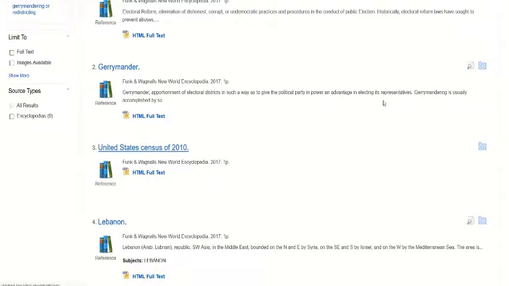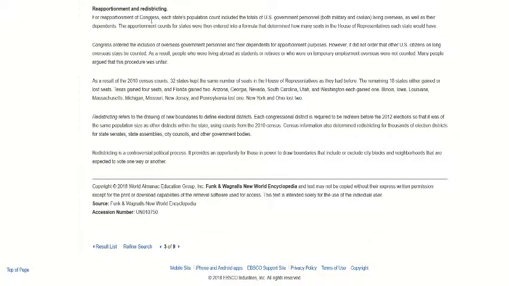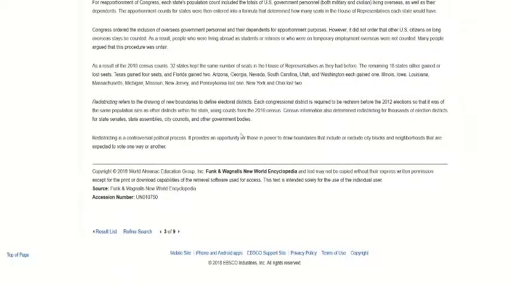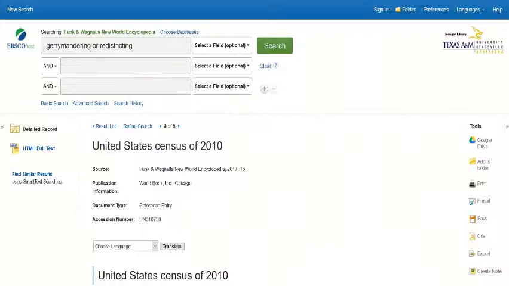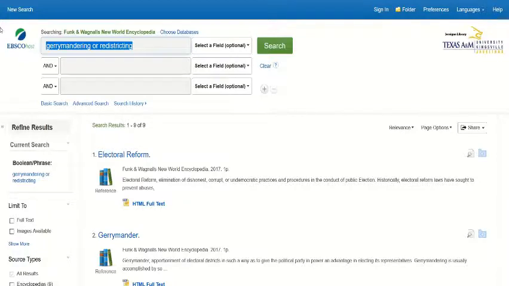United States Census of 2010. What does that give us? So some issues here. Reapportionment and redistricting is where it seems to come up. So that tells us a little bit about how redistricting was a controversial process, and specifically how it was practiced after the 2010 census. So the information here is similar to the Encyclopedia Britannica. Again, it's bare bones, doesn't give you tons of information, but it gives you a good factual basis. It gives you a good set of terms and issues that you're gonna wanna research, and it starts uncovering the research landscape.